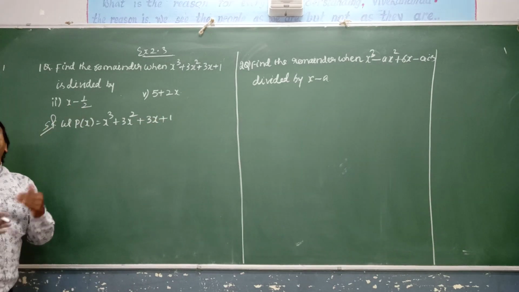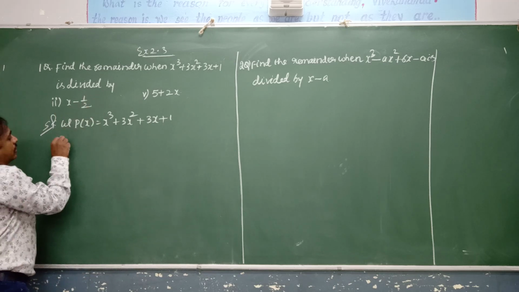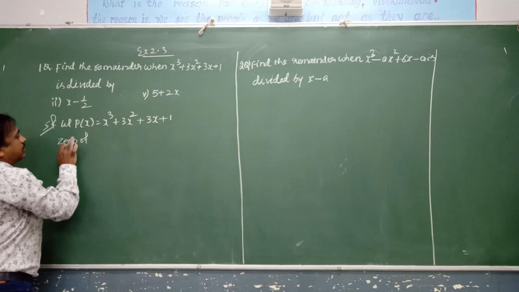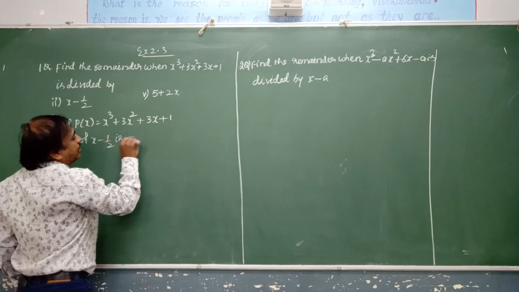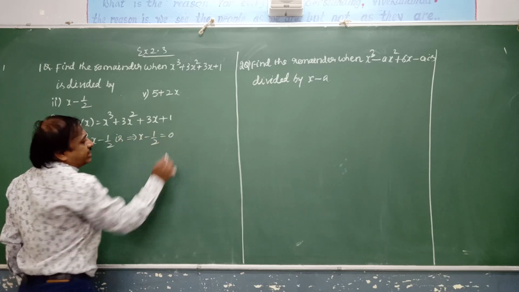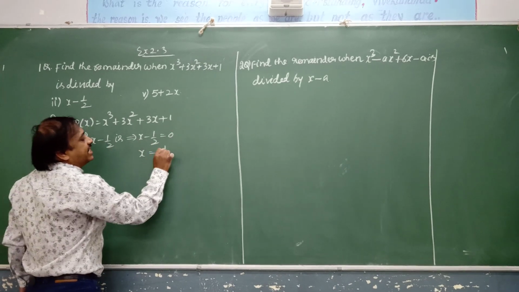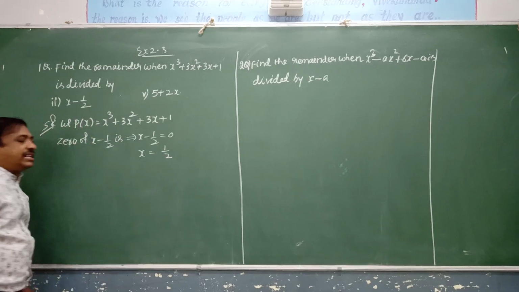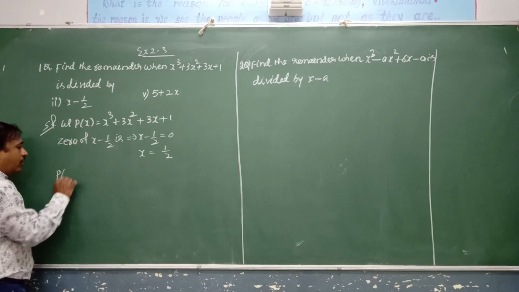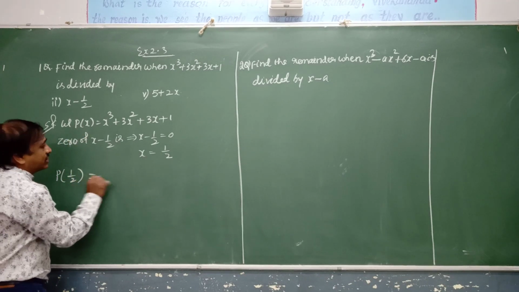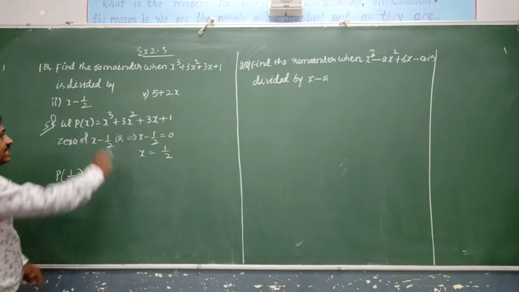Now, what is the immediate step when you are finding the remainder? You have to find the zero of x minus 1 by 2. That means x minus 1 by 2 is equal to 0, then x is equal to 1 by 2. If you transpose this side, you will get x equal to 1 by 2. That means in place of x you are substituting 1 by 2: p of 1 by 2 is equal to, where you are substituting in the place of x cube, x cube plus 3x square.